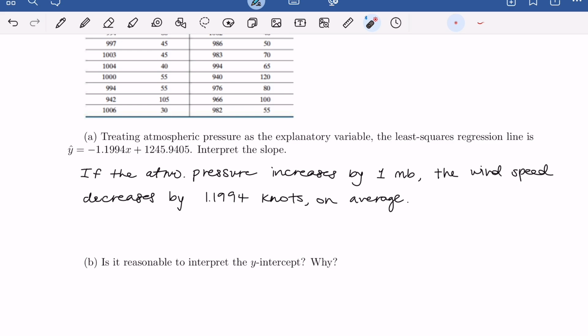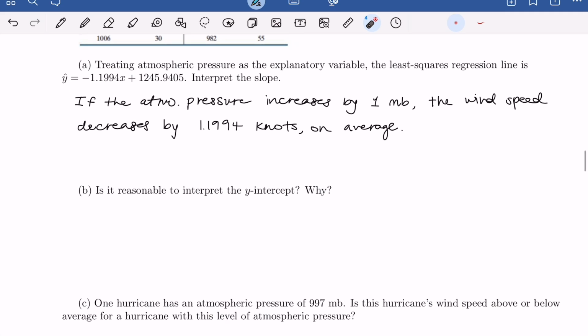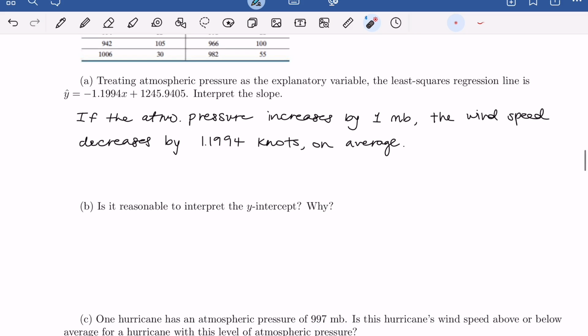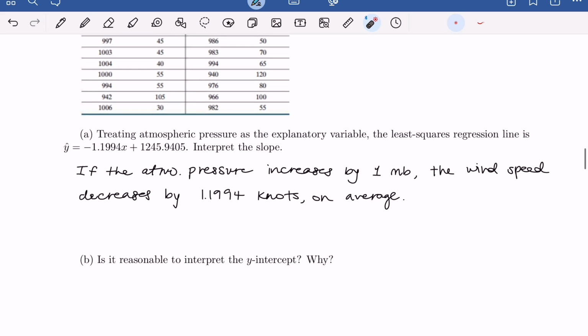All right, let's move on to part B here. Is it reasonable to interpret the y-intercept? Why? In some cases, it might not be reasonable in the context of the problem to interpret the y-intercept, and in this case, it is not reasonable to do so. Remember, our y-intercept occurs when our explanatory variable, our x value, is 0, and our x value is the atmospheric pressure. It doesn't make sense for the atmospheric pressure to ever be 0 millibars. It's outside of the scope of the model, and I don't think we ever actually see it in the natural world either.